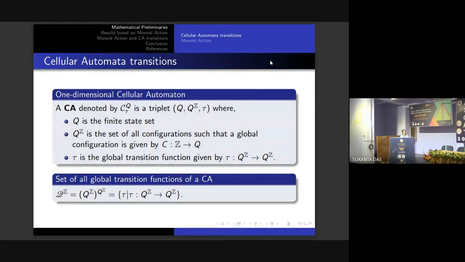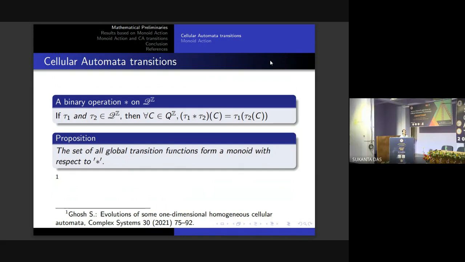Okay, I will just state that we have taken our usual triplet where Q represents the finite state set, then the set of configurations, and the global transition function as our CA. That is a standard definition. And then we have considered a binary operation, which is defined to be the composition of mappings. Now we know that the set of all global transition functions forms a monoid. So we directly come to monoid action.